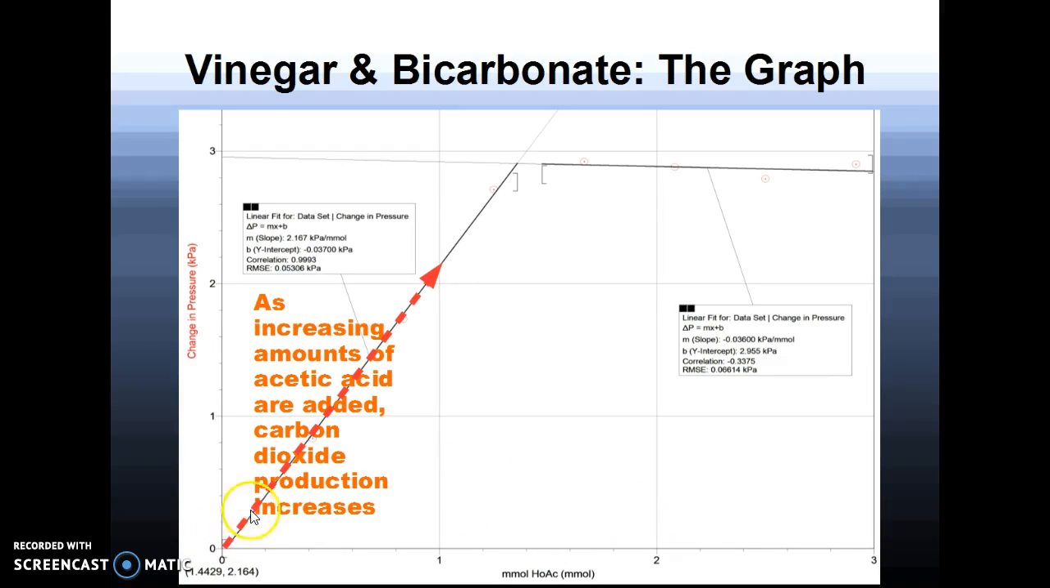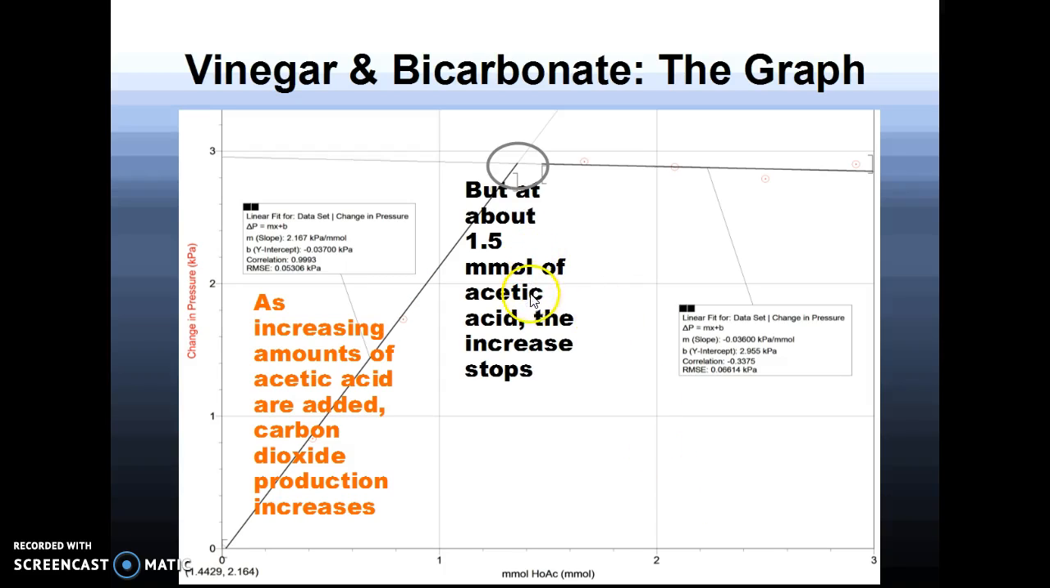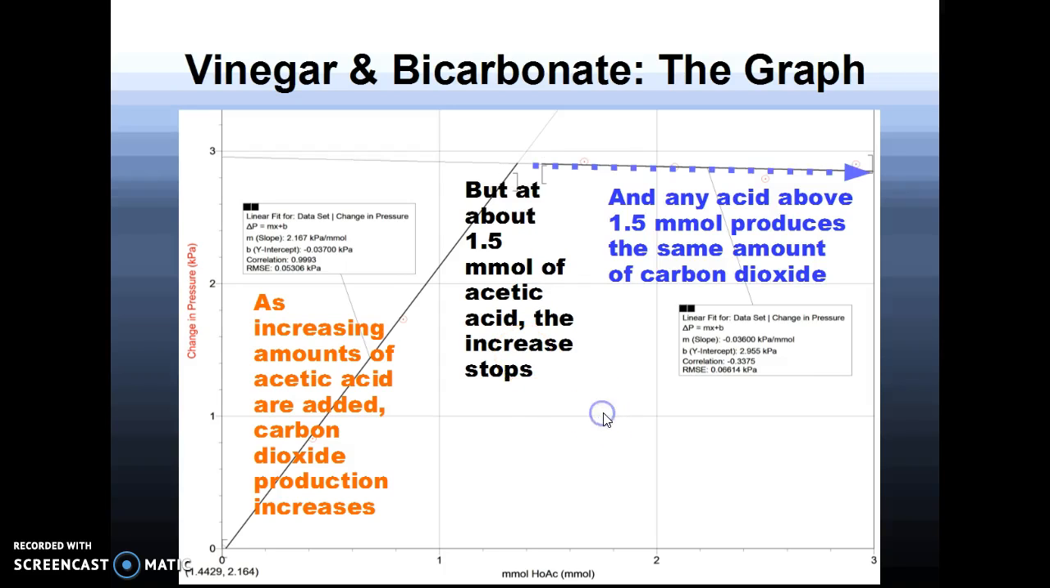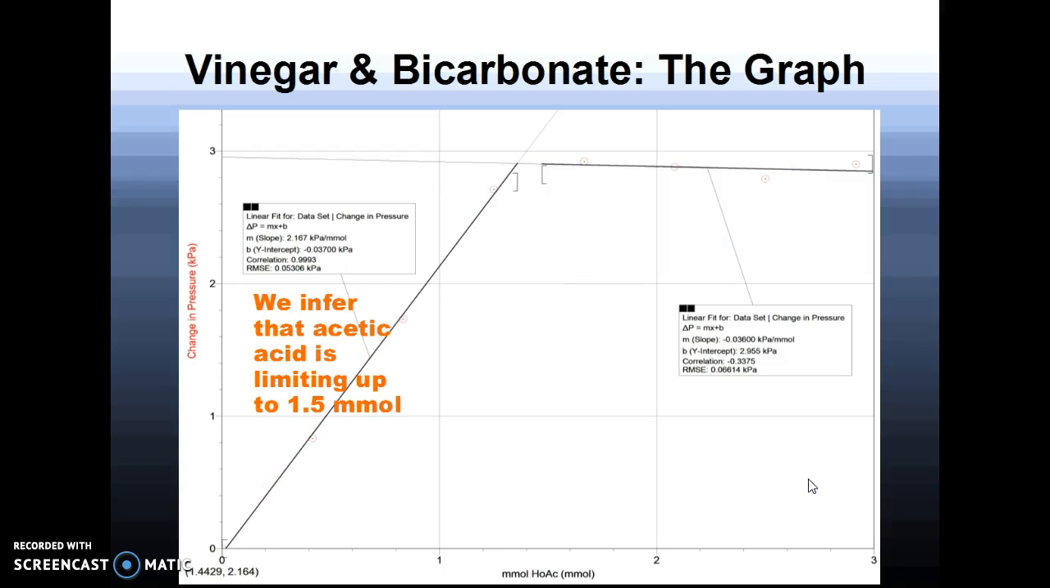As increasing amounts of acetic acid are added to the sodium hydrogen carbonate, the carbon dioxide production increases, and so the pressure change is higher and higher with the increasing amounts of acid. But at about 1.5 millimoles of acetic acid being added, the increase stops. And from that point on, adding more acid produces the same amount of carbon dioxide. We infer that the acetic acid is our limiting reagent as we go up this line, up until about 1.5 millimoles has been added.